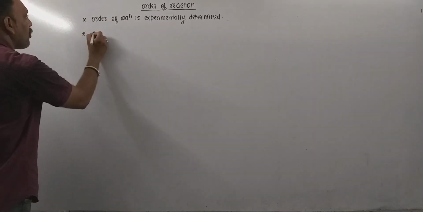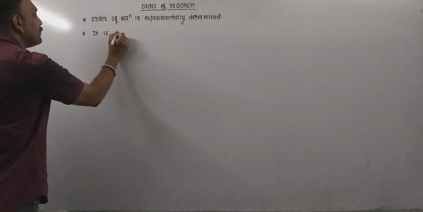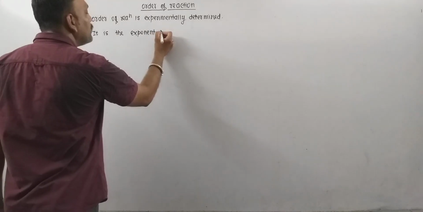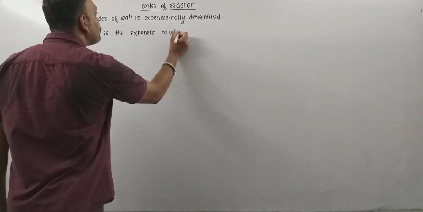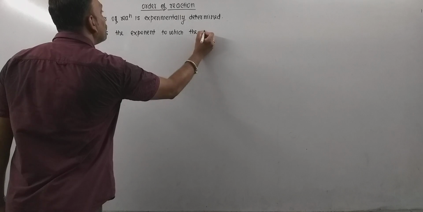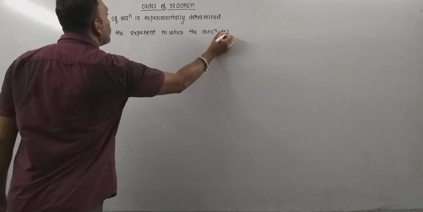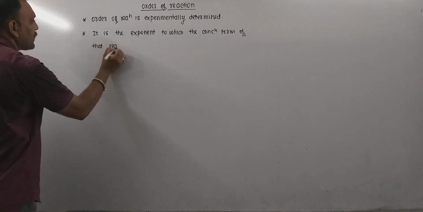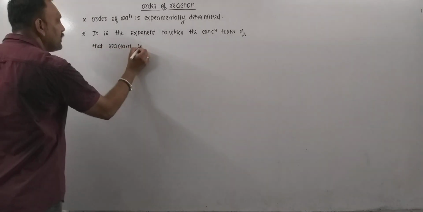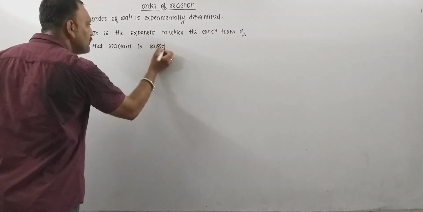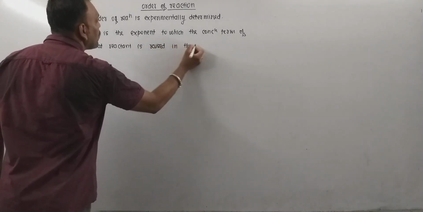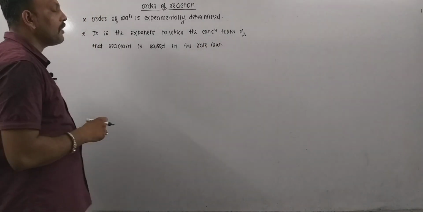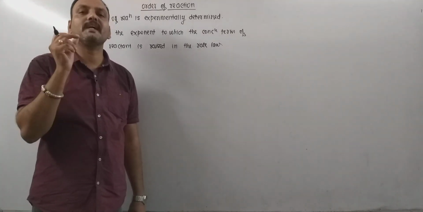So what exactly is order? It is the exponent to which the concentration term of that reactant is raised in the rate law. That is nothing but the order with respect to that specific reactant.